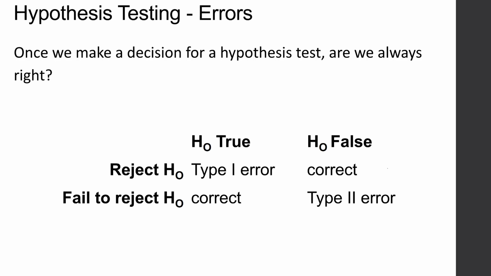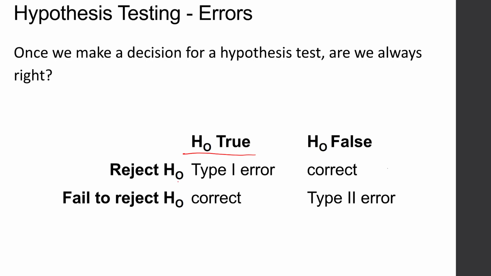To finish off our chapter on hypothesis testing, we're going to talk about errors and power. So let's start off with errors. Once we make a decision for a hypothesis test, are we always right? No, we're not. So let's suppose that we know the null hypothesis is true.